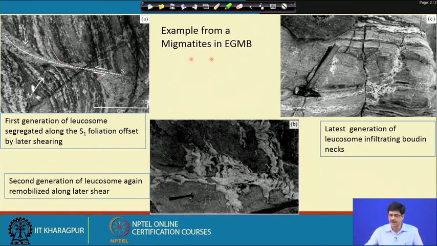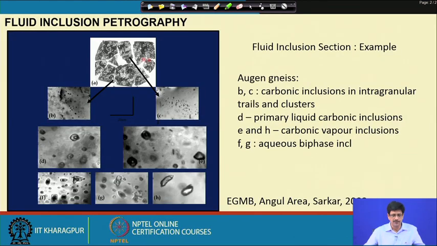Suppose these are the first generation of melts, and these are the second generation of melt, which can be identified from petrography, of course, and suppose there are 3 different generations of melt, and we see them as leucosomes, sometimes conforming to the gneissic layering, sometimes to the shear planes, or sometimes getting into the boudinaged necks of the existing rocks. So each has to be properly sampled, and then I will give you an example of what I understand by a fluid inclusion section.